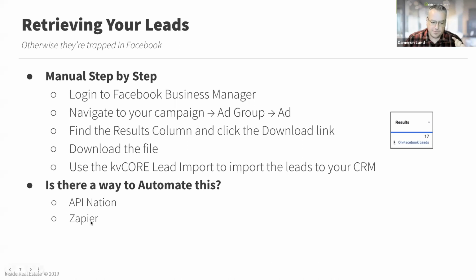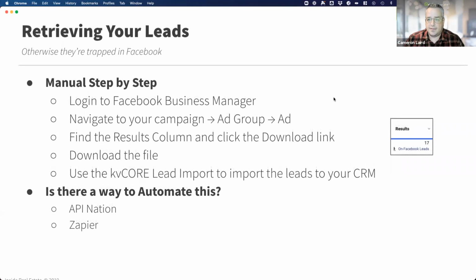And Zapier is a lot more sophisticated. It comes at an additional cost. If you're interested in using Zapier, I will drop a link into the chat to a video that'll walk you through how to set up Zapier to talk to Facebook. But API Nation is another way to get that going for you, and it's free.